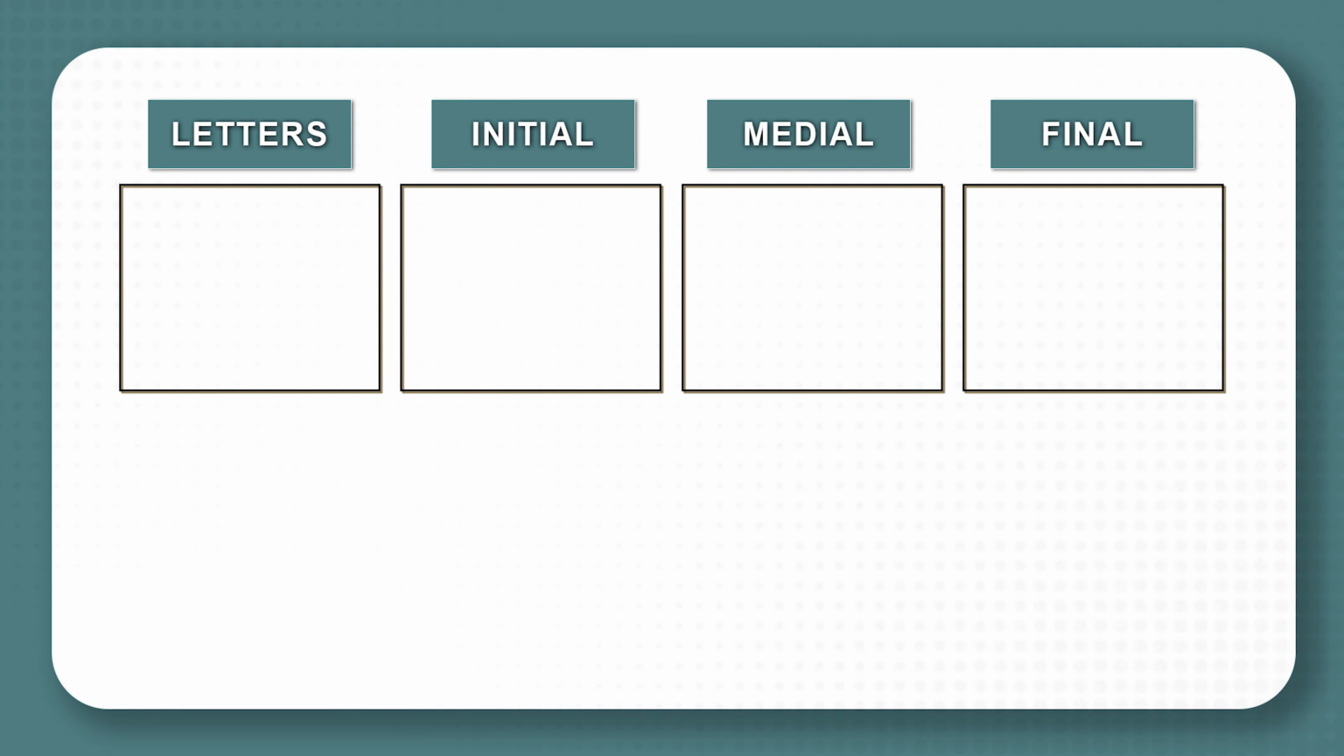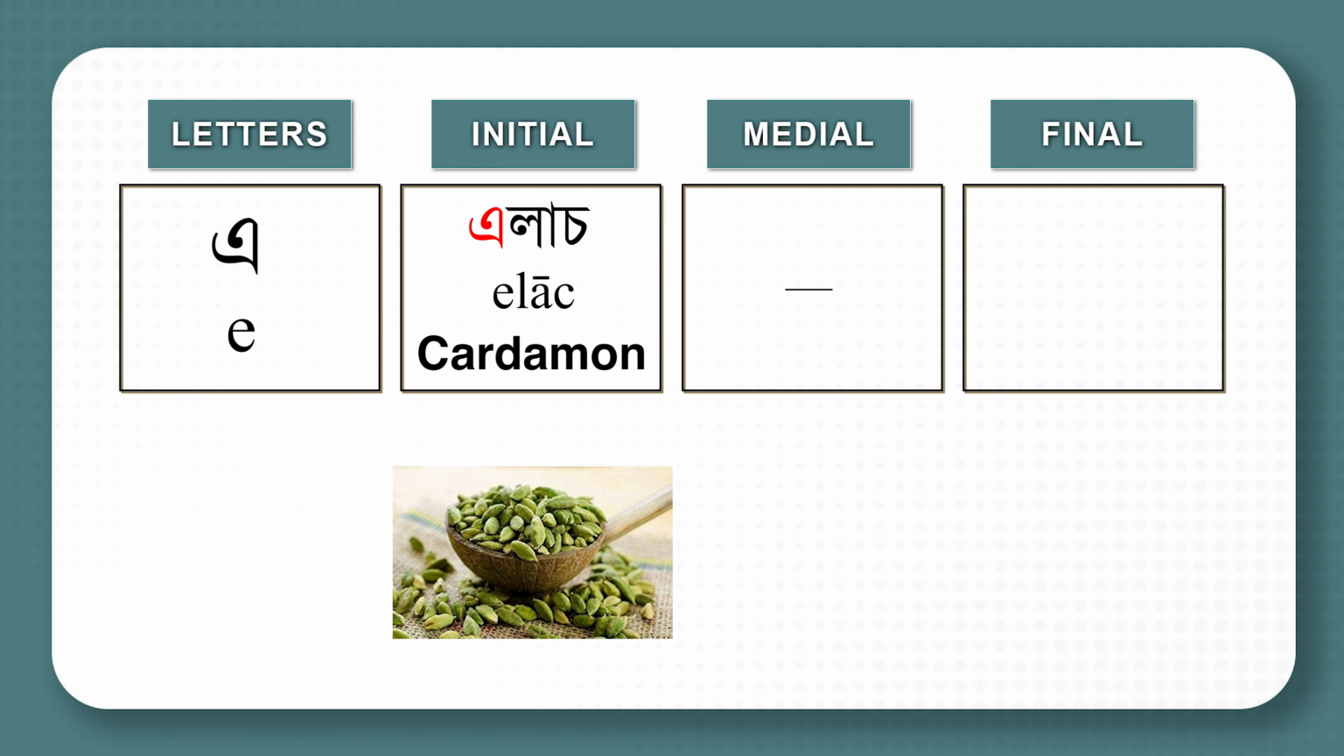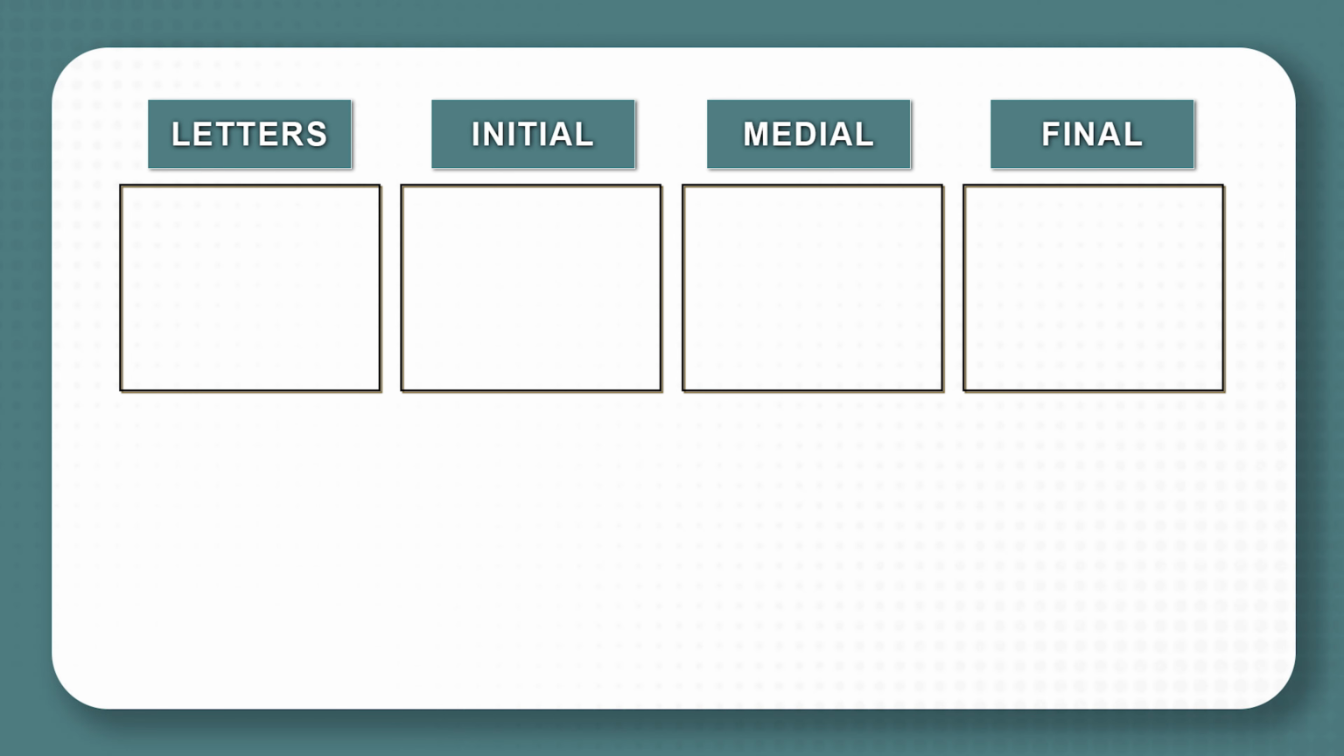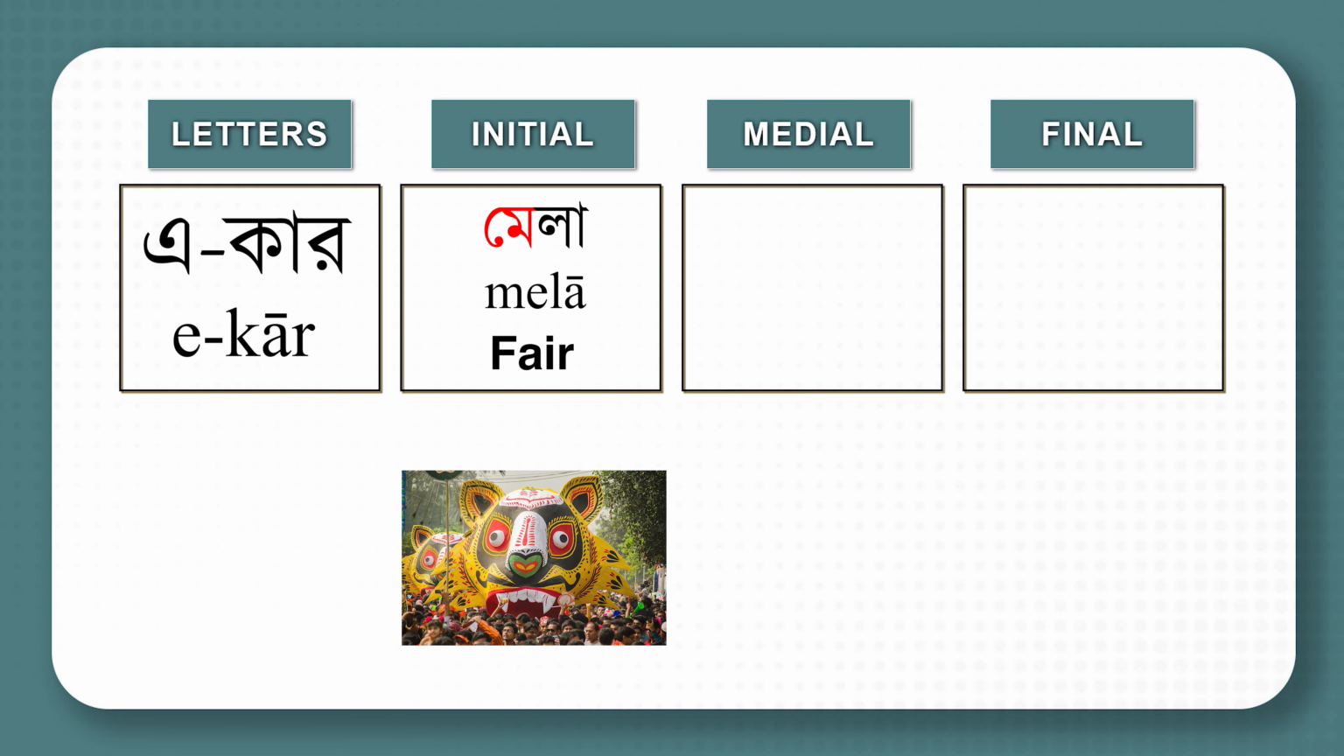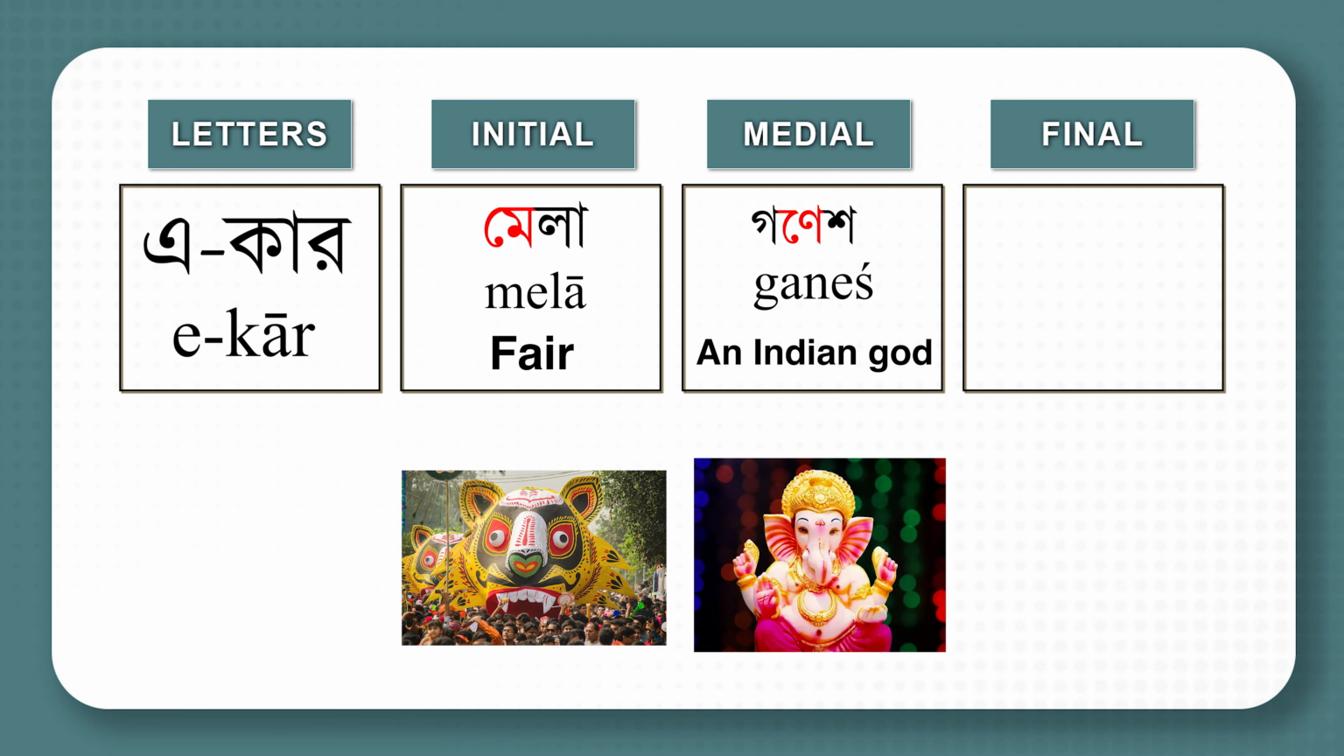First letter we have here is A. In initial position, we have Elaj, which means cardamom. A can't occur in its original form in medial or final position. The next we have is the diacritic form of A, which is Ekar. Ekar can occur in the initial position in Mela, which means fair, and in medial position in Ganesh, which is an Indian god, and in final position like Roshoikar. Ekar cannot occur in the final position orthographically.